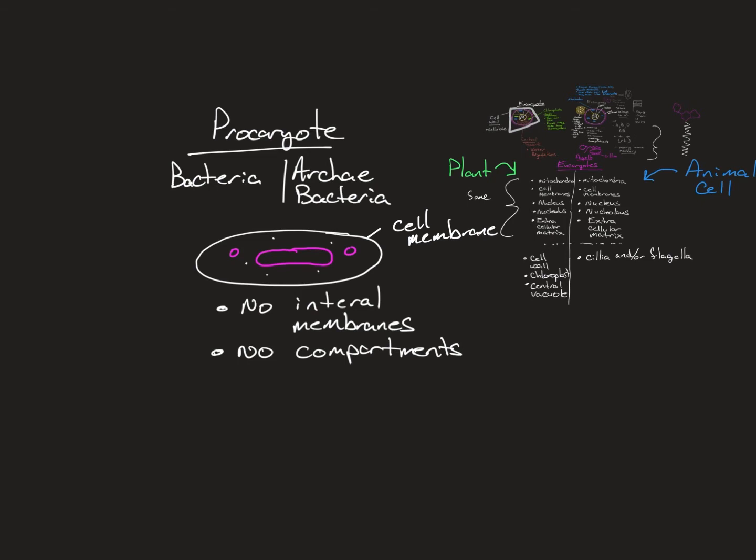And interestingly, it has a different kind of cell wall. It does have a cell wall, but it's different from a eukaryotic cell wall. It's made of something different. A plant cell wall is made of cellulose. This is not made of cellulose. But it does have a cell wall.